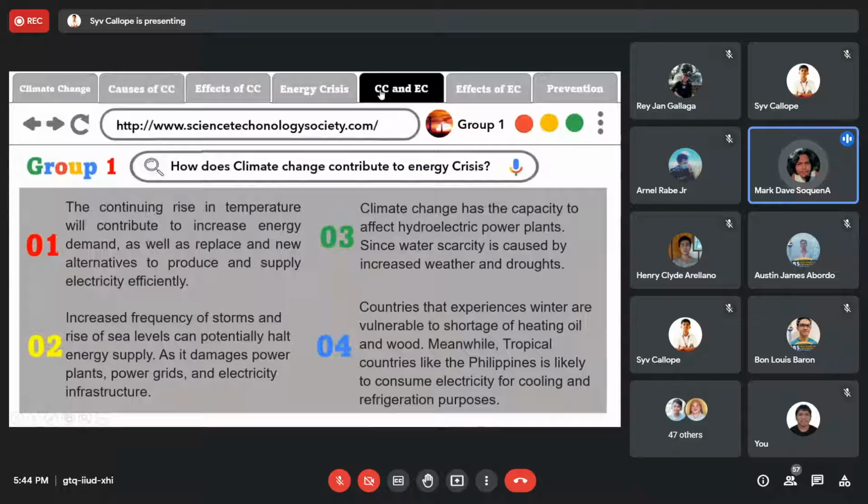I will be reporting on how climate change contributes to the energy crisis. In 2015, it was predicted that there would be more blackouts or brownouts in the Philippines, which we are experiencing right now. One of the causes is climate change.